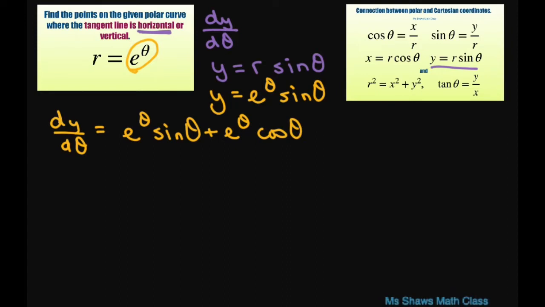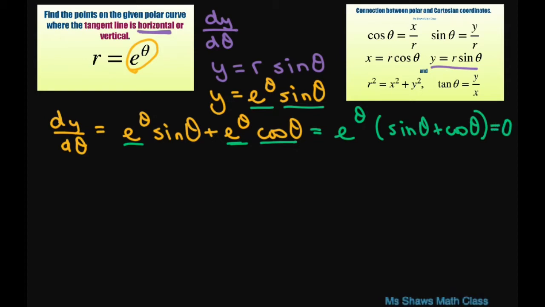So basically I took the derivative of e to the theta, gave you that, copied that down, and then I copied this down and took the derivative. Now I'm going to factor out this e to the power of theta, and this is going to be sine theta plus cosine theta. Now for the tangent horizontal, this is going to equal 0. If you divide both sides by e to the power of theta, we're going to get sine of theta plus cosine of theta equals 0.